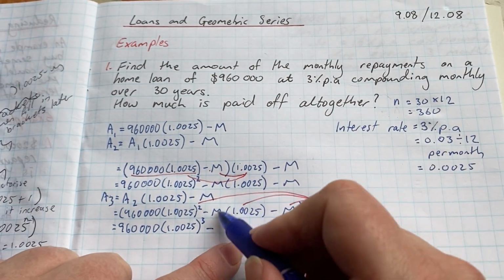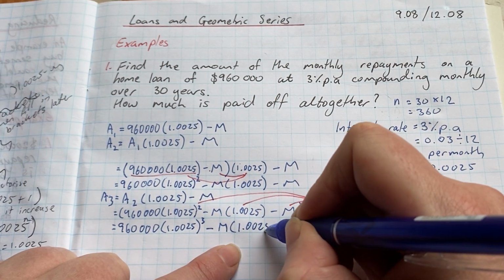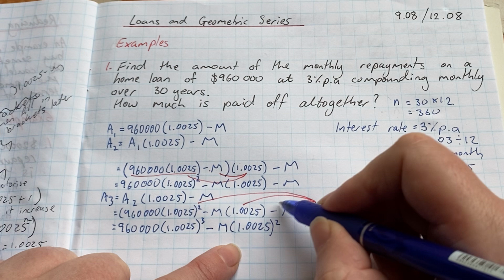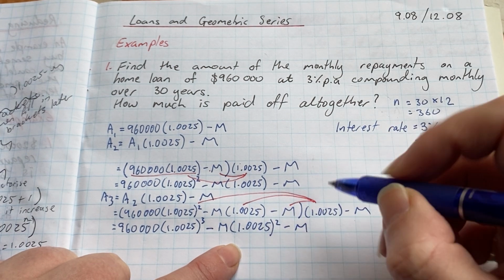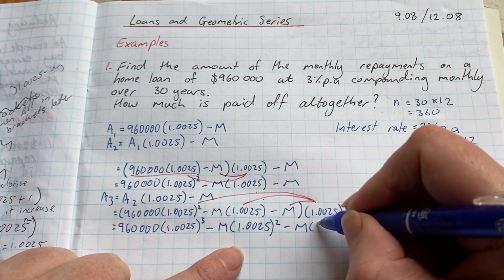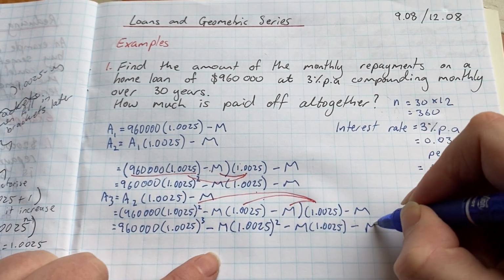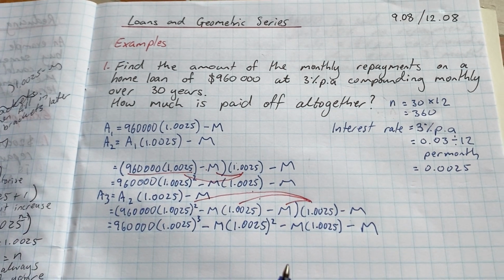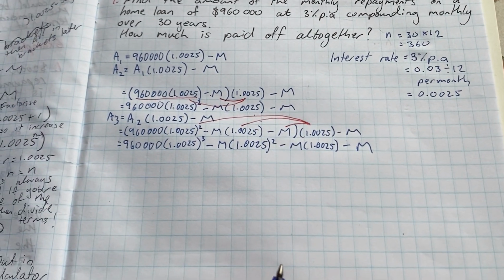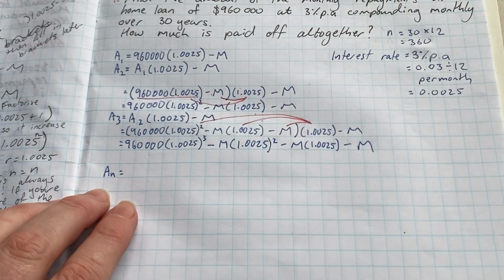Minus this one times that, so m 1.0025 squared minus m times that. I really suggest you do draw these rainbows on so you don't forget to do all 3 of them. It's really easy just to accidentally do 2 of them instead of all 3 of them. Okay, now this is where we look at the pattern that we've got and we write one for AN.